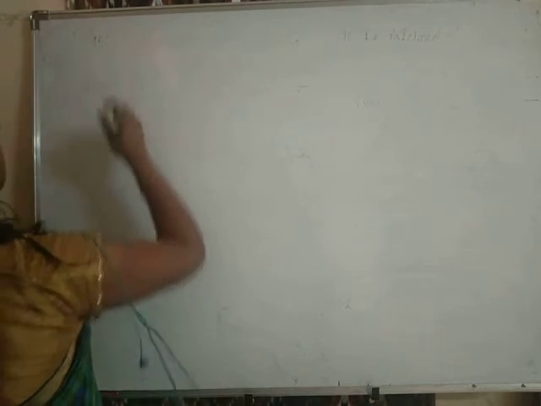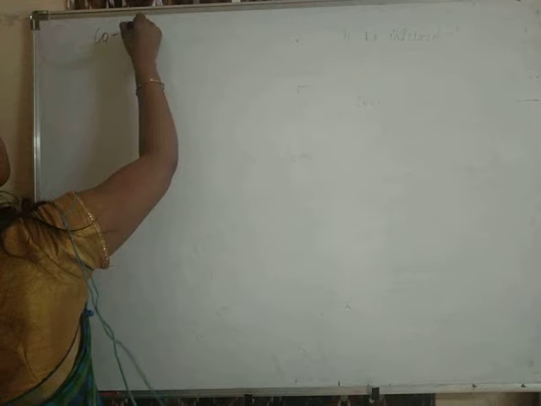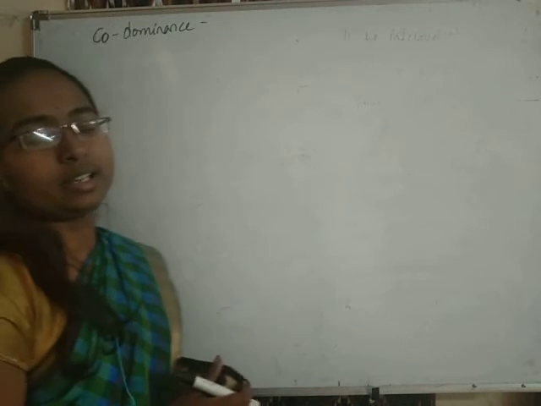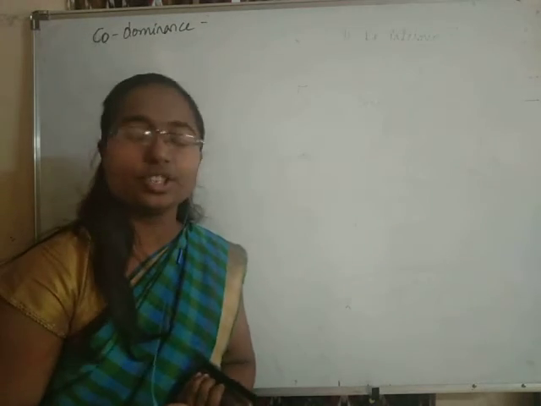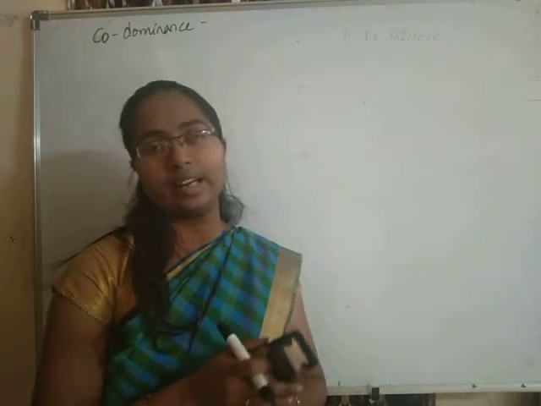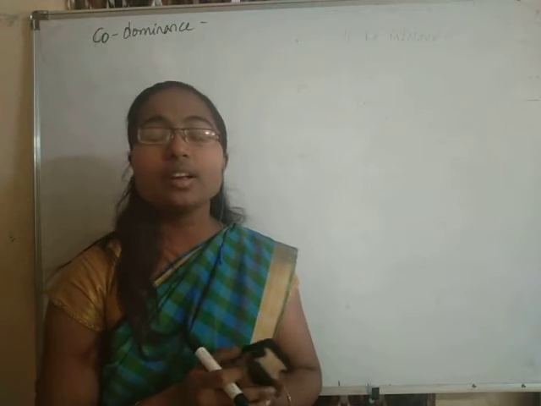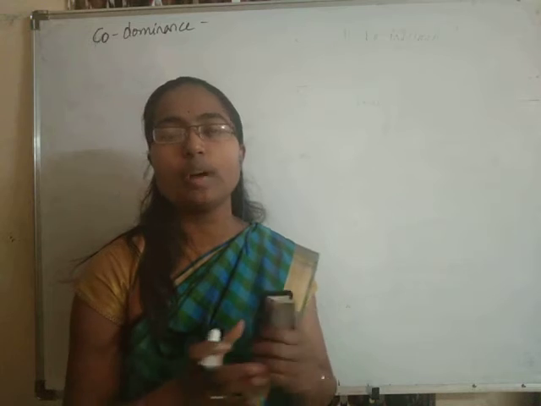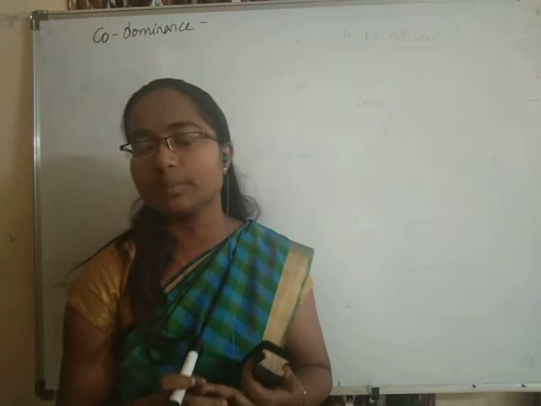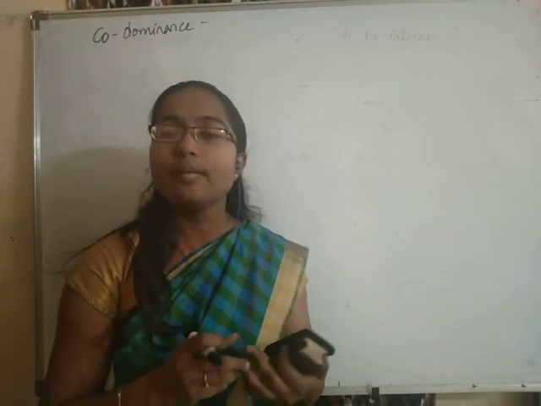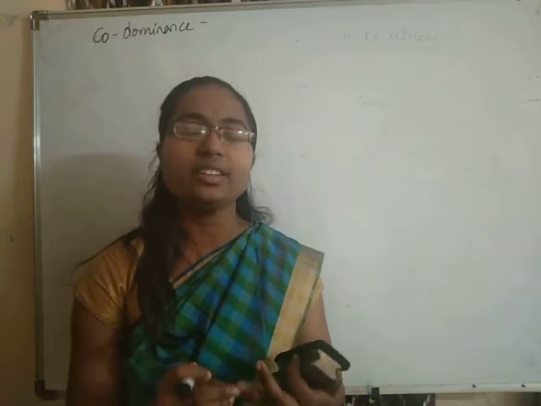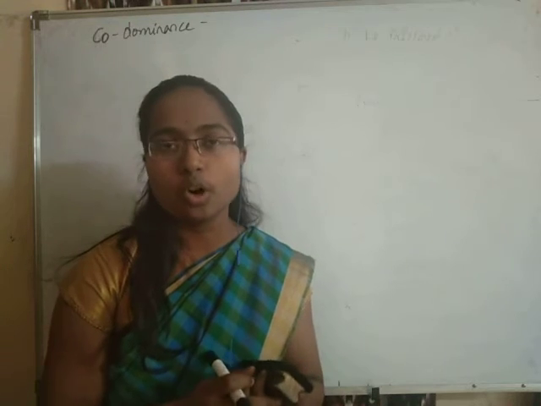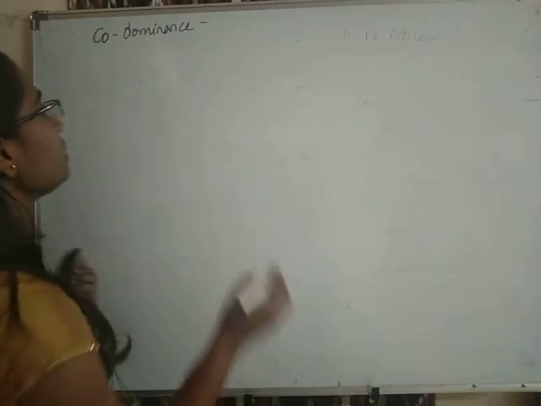And there was another case called codominance. Codominance means both the alleles are dominant. In the first condition, dominance, we have seen that only one of the characters appears in the F1 generation. And we have observed in incomplete dominance that an intermediate character between the 2 alleles was observed. Whereas in codominance both the allelic characters will be expressed together.